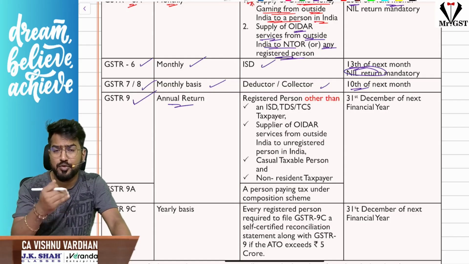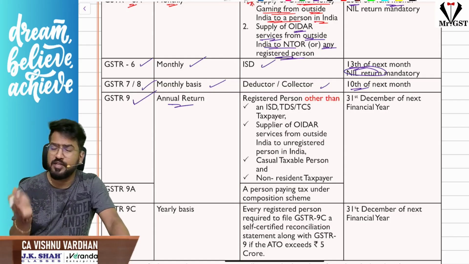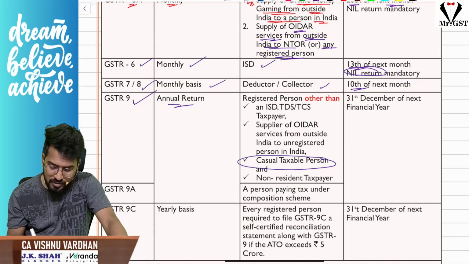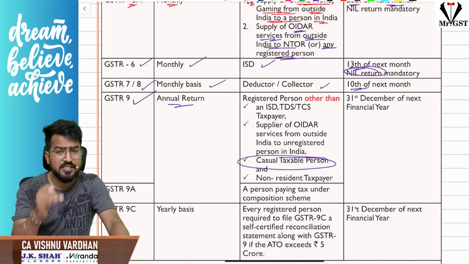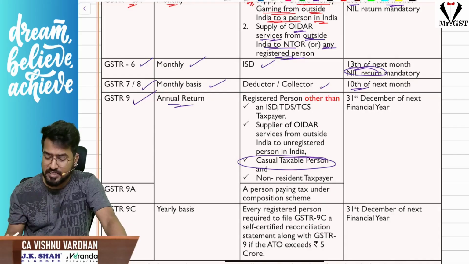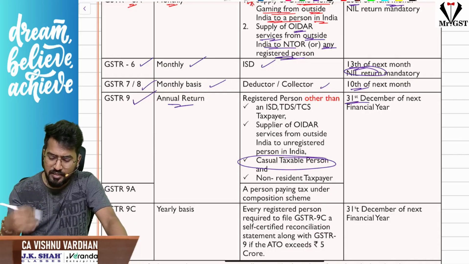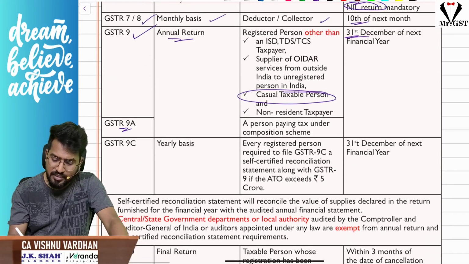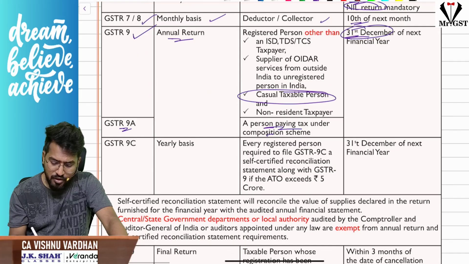See, every person to whom GSTR 1 and 3B is applicable, for them GSTR 9 is also applicable except casual taxable person. For casual taxable person, GSTR 1 and 3B are applicable, but not GSTR 9. Due date will be 31st December of the succeeding financial year. Okay. Next, GSTR 9A, same 31st December of the succeeding financial year for composition dealer.